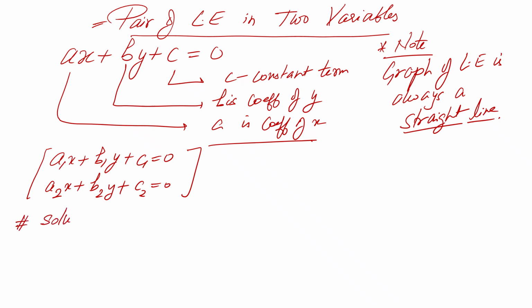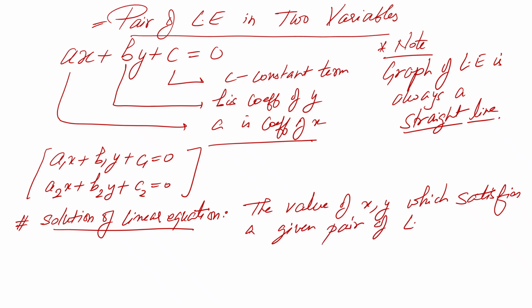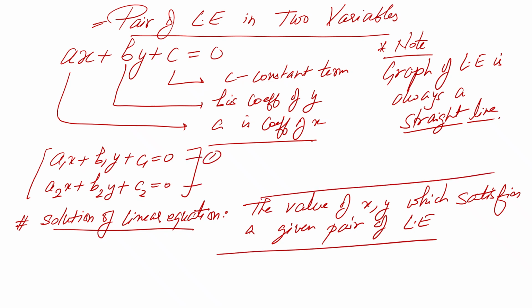उसके बाद आता है हमारे पास सॉल्यूशन ऑफ लीनियर इक्वेशन. देखो सॉल्यूशन का मतलब क्या होता है. It means the value of x and y which satisfies a given pair of linear equations. ठीक है जी, x और y की ऐसी वैल्यू जो कि दोनों इक्वेशंस को सेटिस्फाई करे is termed as solution of that linear equation, right?